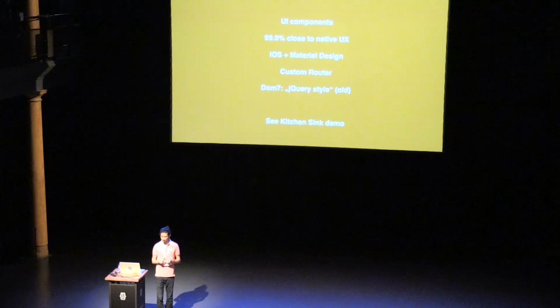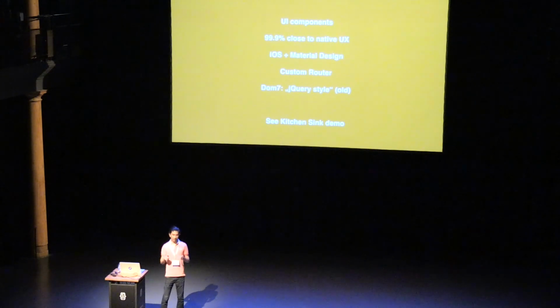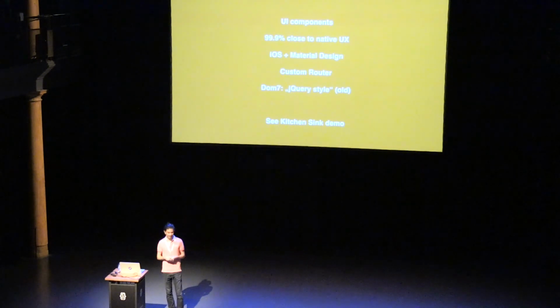Yeah, there are various versions of Framework7. The original base version comes with something called DOM7. Now, DOM7 is a library that allows you to actively and directly manipulate the DOM, much in the way jQuery did, or does. You can do that if you want to, but I do not recommend it. Instead, obviously, I recommend the Vue.js version.